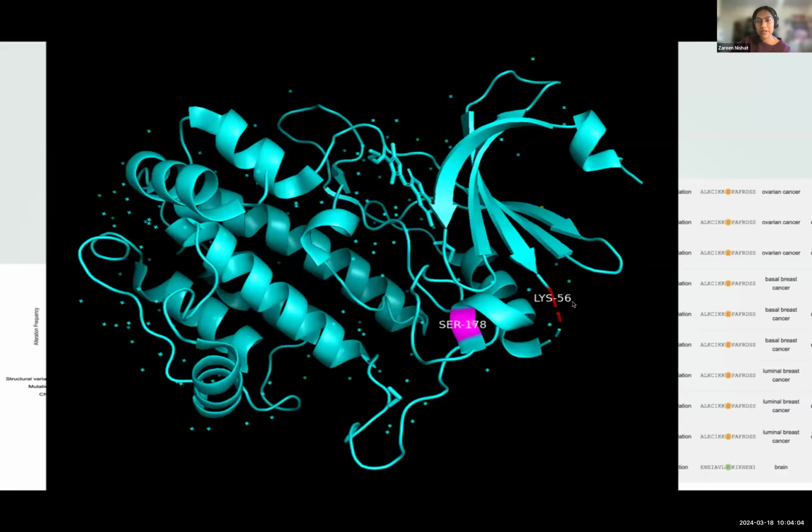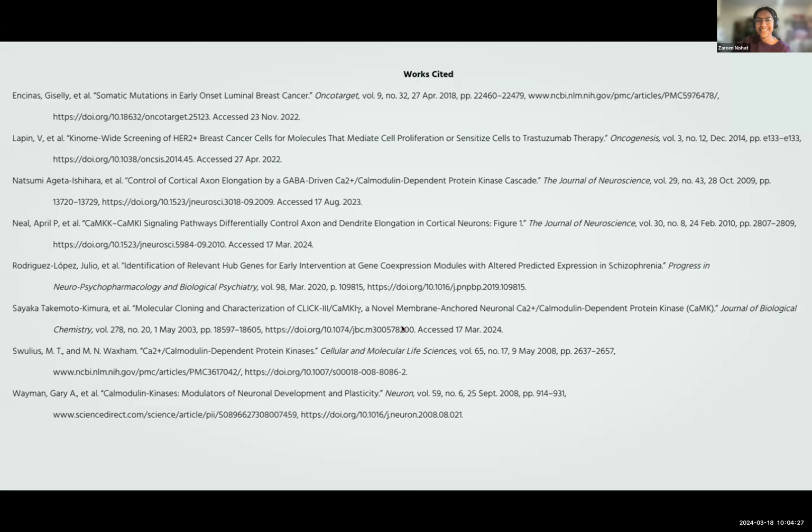And I did the PyMOL model of the serine 57. I couldn't find it in PyMOL, so I would guess it would be right around here, and the serine 177 there. It wasn't there either, so I just did amino acids close to them. So this is what it would look like in space. So in space, they're generally close together in the 3D structure. This is my works cited.